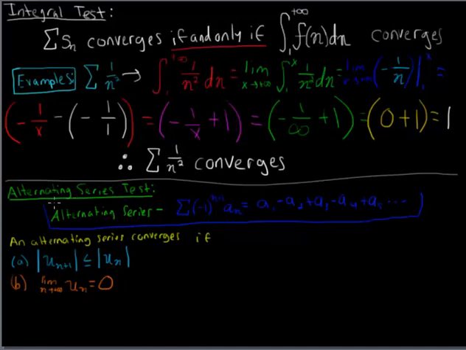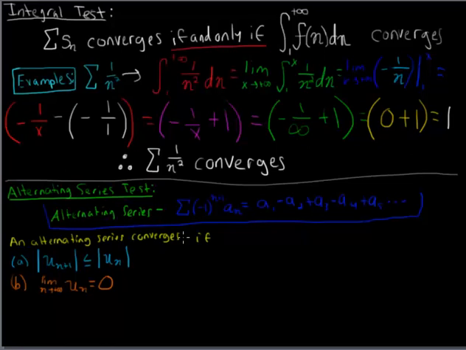The alternating series test. An alternating series is the sum of negative 1 to the n plus 1 power times a sub n, some series, which equals a sub 1 minus a sub 2 plus a sub 3 minus a sub 4 plus a sub 5, and so on.